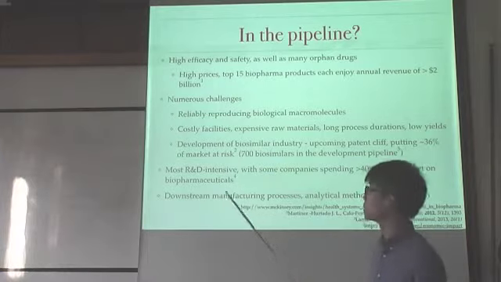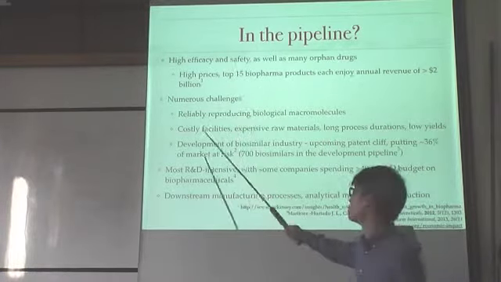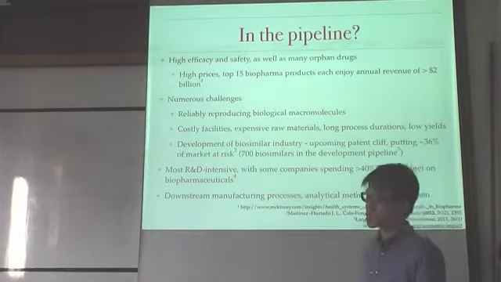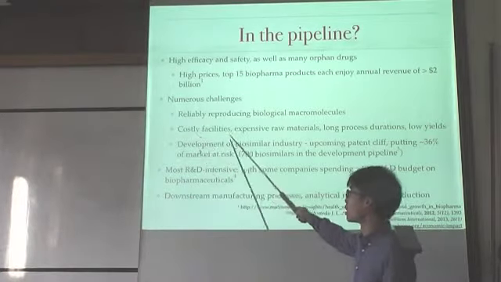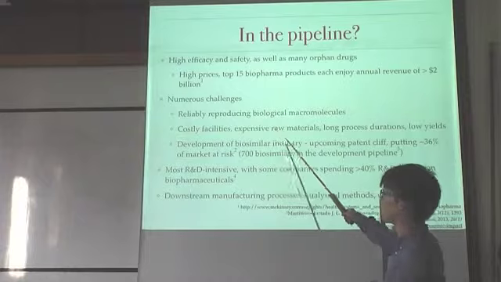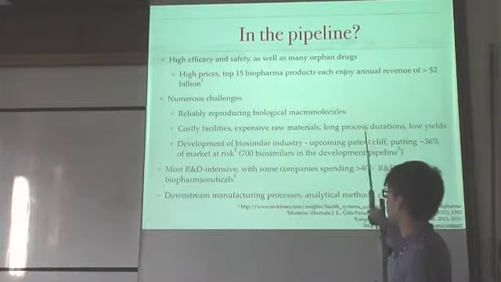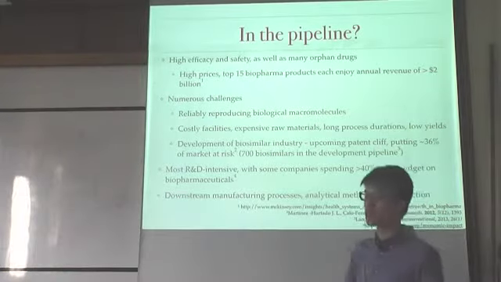It is very difficult to reliably reproduce biological macromolecules because of their complexity. In addition, if you want to start making your biomolecules, you need to invest a lot in costly facilities. Raw materials are very expensive, and it's a very long process. The manufacturing process has a long duration, and it's often very low yielding as well.